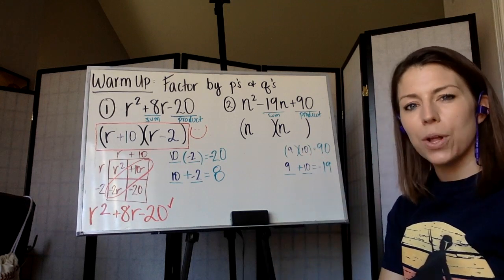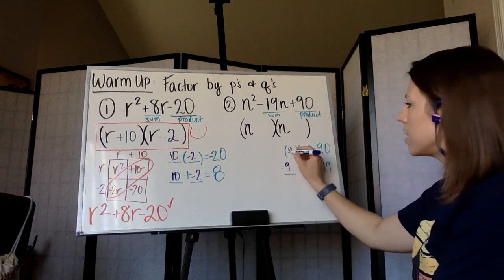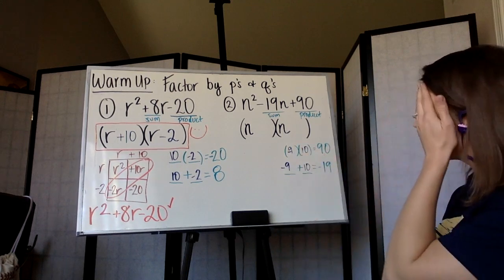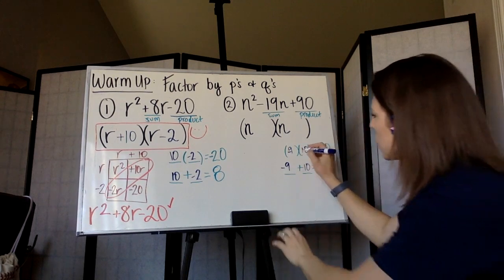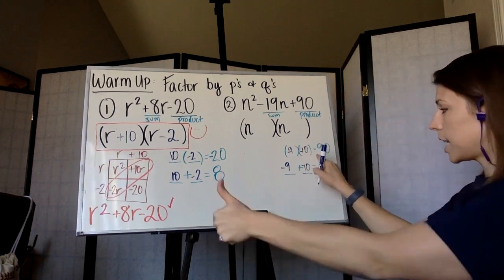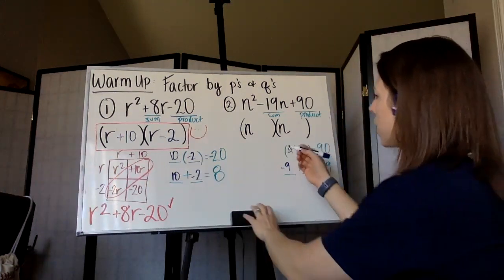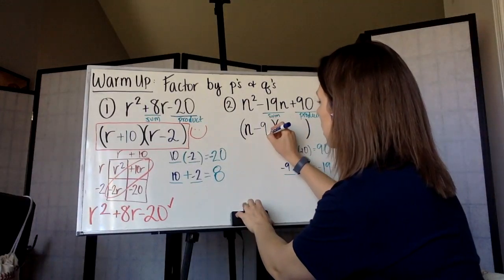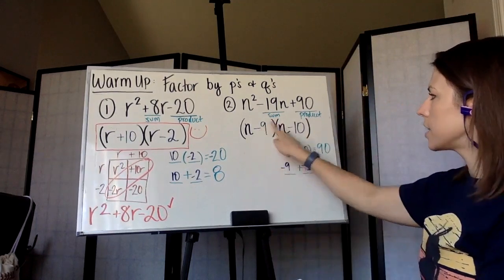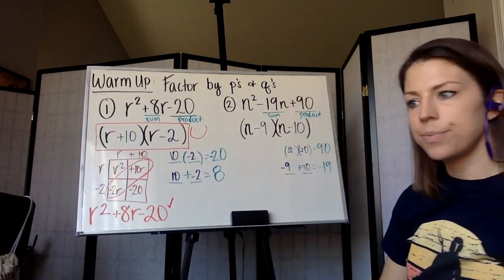But I feel like I'm so close. Okay, what if I made one of them negative? Well, then negative 9 times 10 is now negative 90, and that's no longer negative 19. What do I do? What if I made both of them negative? Negative 9 times negative 10 is 90, and negative 9 plus negative 10 is negative 19. So there you go. My two numbers are negative 9 and negative 10.